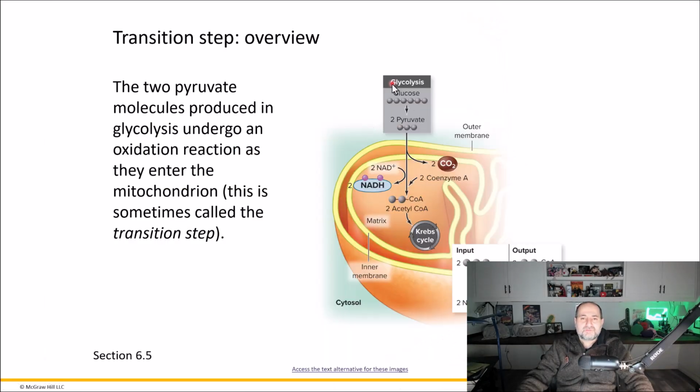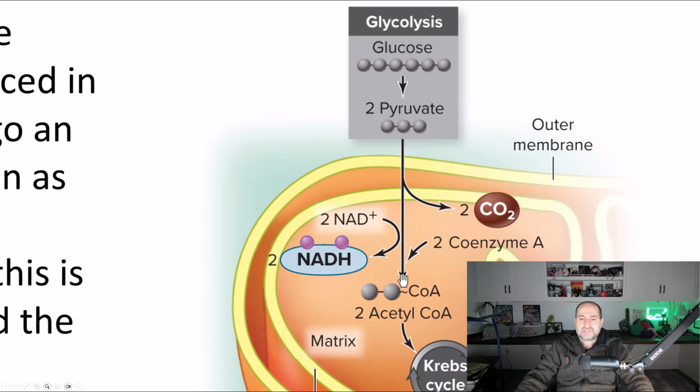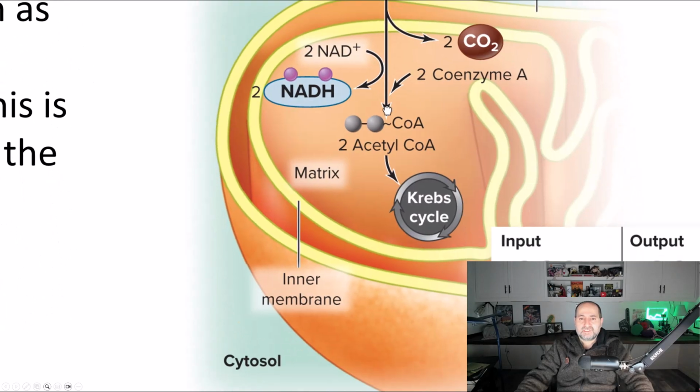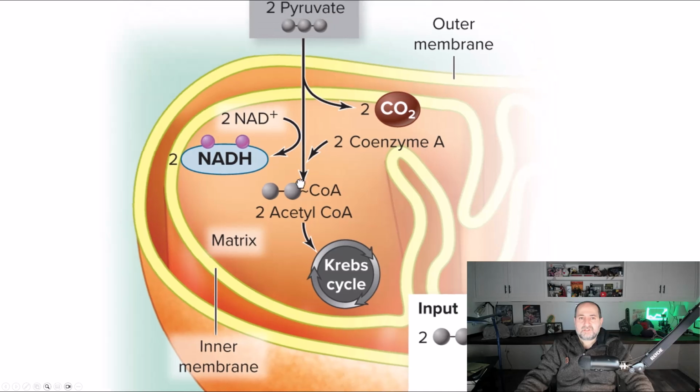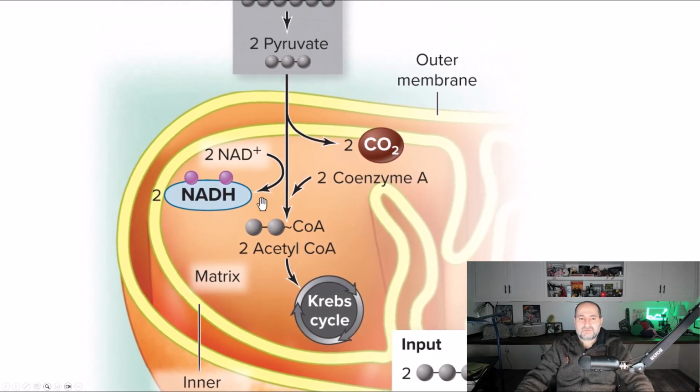Now, remember, we've covered glycolysis. The next step is called the transition step, and you should know the ins and outs of the transition step. You should know that two pyruvates are entering the transition step by entering the mitochondria, and you should know the three products of the transition step. Pyruvate comes in, and what are the outputs? NADH, CO2, and acetyl-CoA, 2 acetyl-CoAs. So you should know those three products of the transition step.